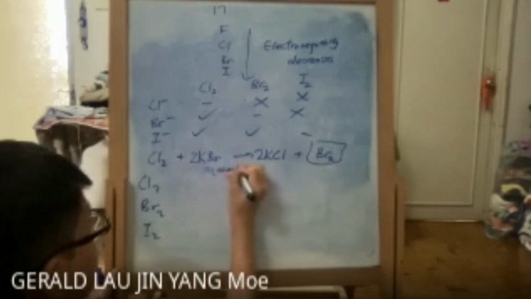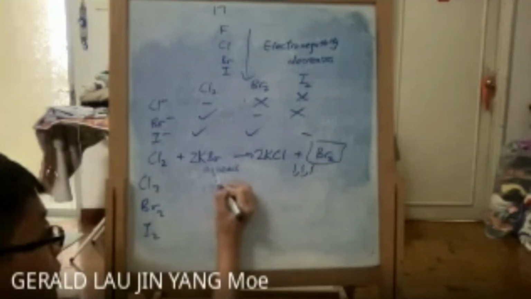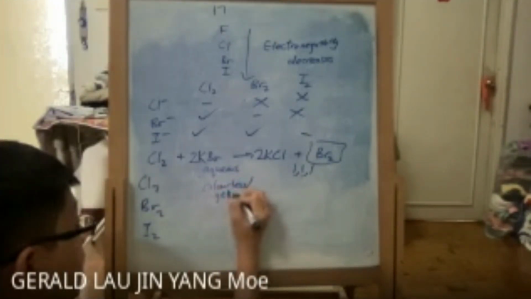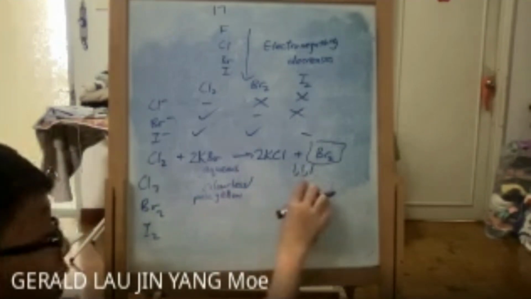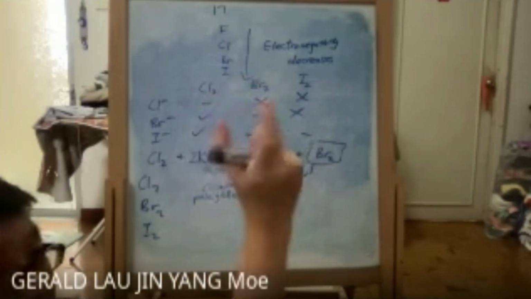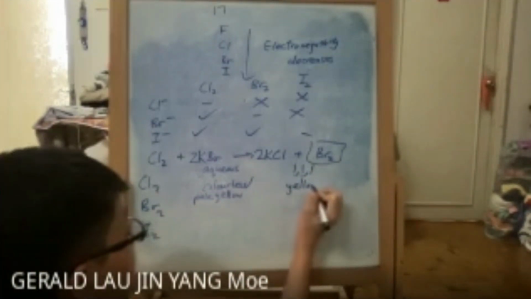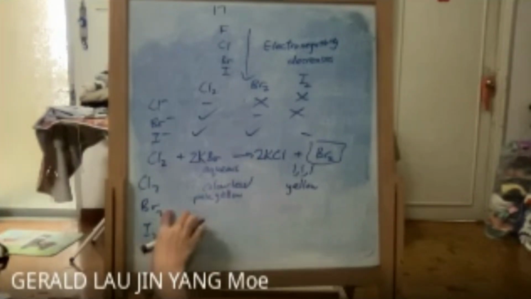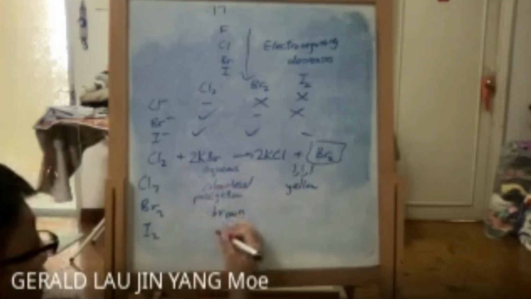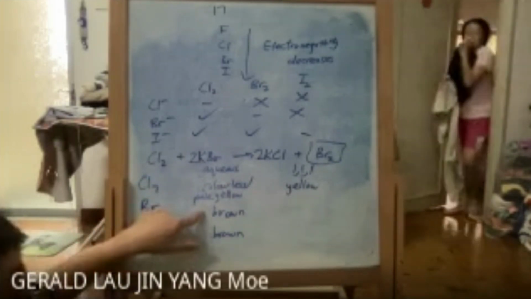Aqueous layer will be colorless or pale yellow, very pale yellow, for chlorine. For 1,1,1, the bottom layer, it will be yellow. Bromide is the ion, bromine is the element, the molecule. Aqueous for bromine is brown. Aqueous for iodine is also brown. So you see, the aqueous layer for both of these is brown.